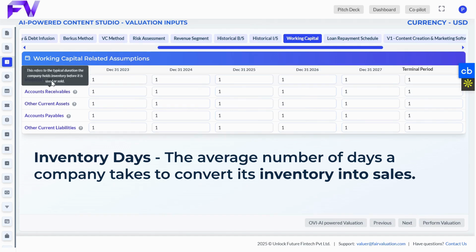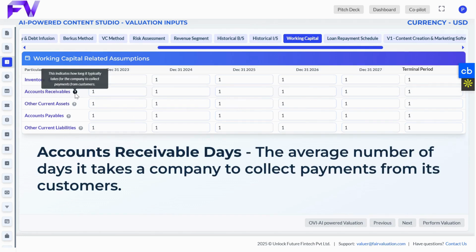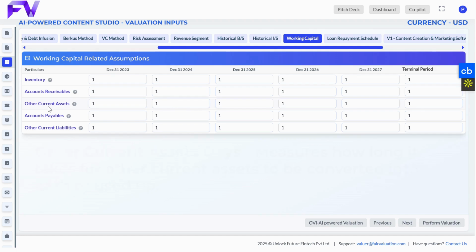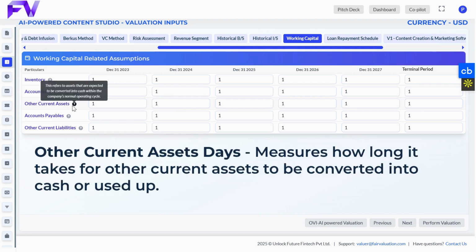Inventory days, how long on average inventory stays before being sold. Accounts receivable days, the average time it takes for customers to pay after a sale. Other current assets days, the time required to convert other current assets into cash.